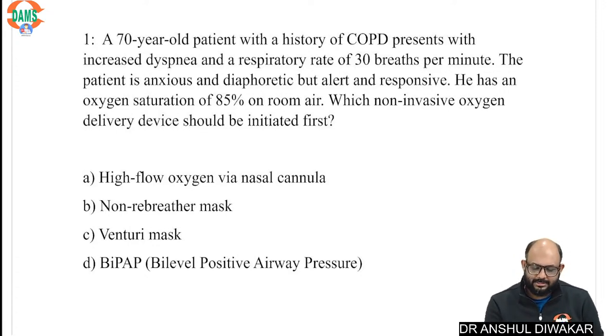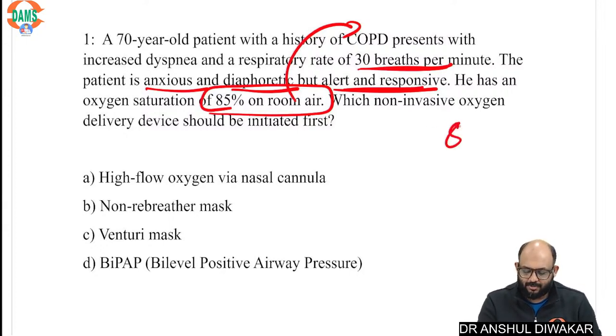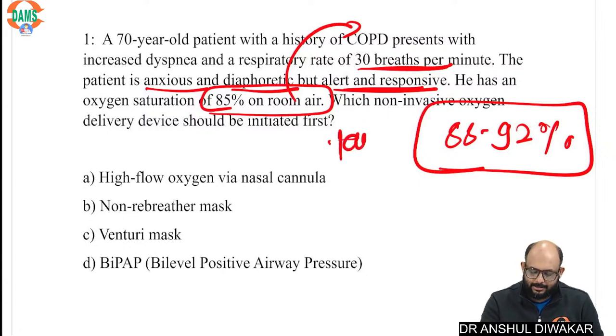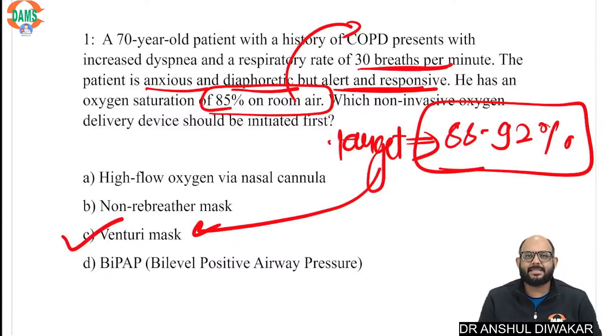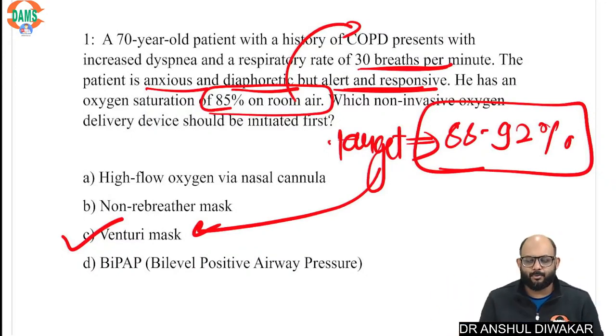A patient who is anxious and diaphoretic but alert and responsive, which has a saturation of 85 but is a known case of COPD. He has a high respiratory rate. Do you really want to give something that will suddenly give a lot of oxygen to the patient, or you want to precisely control your oxygen to achieve a saturation between 88 to 92%, which I just discussed? This is what your target is in this patient. Acute exacerbation of COPD, you will start with venturi mask or low flow nasal cannula, giving 24, 28, 32, 35% oxygen where the patient is breathing. The moment the oxygen comes up, the patient usually settles because you start the supportive treatment simultaneously. So the correct answer to this is venturi mask.